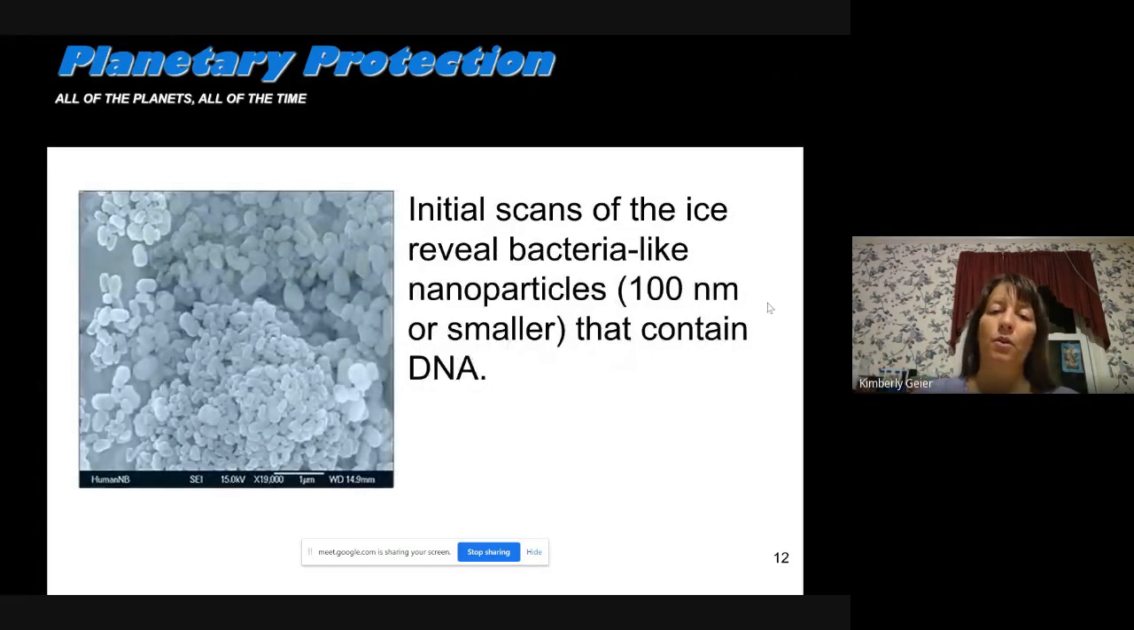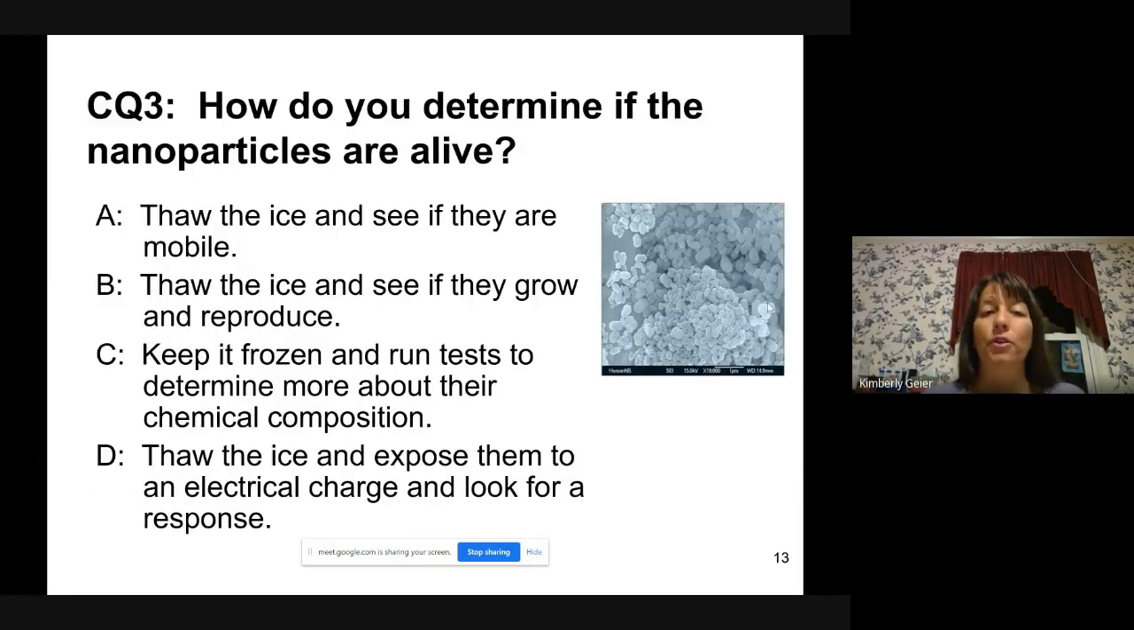So pretend that we have done some scans and the ice has some little bacteria-sized particles, about 100 nanometers, and they contain DNA. How do we know if these are alive? If you had to pick just one thing to do, which one of these would you pick to see if that test could help tell you if these little blobs, these little particles, are alive?